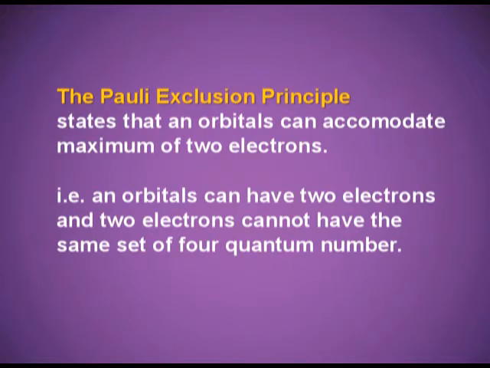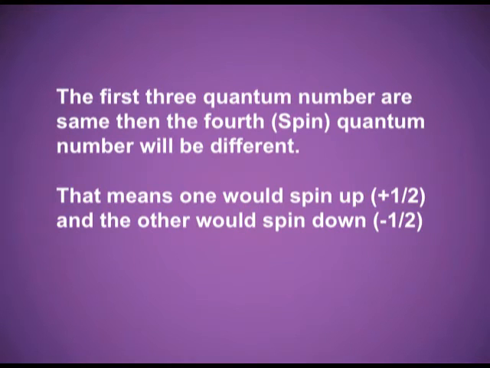That is, an orbital can have 2 electrons, and the 2 electrons cannot have the same set of 4 quantum numbers. If the first 3 quantum numbers are the same, then the fourth quantum number, that is the spin quantum number, will be different. Let me explain why.